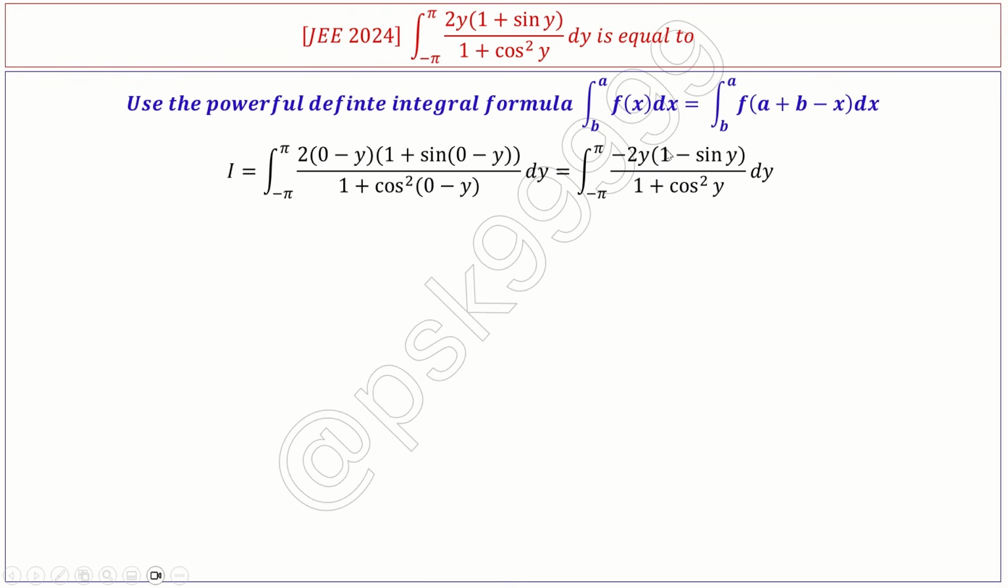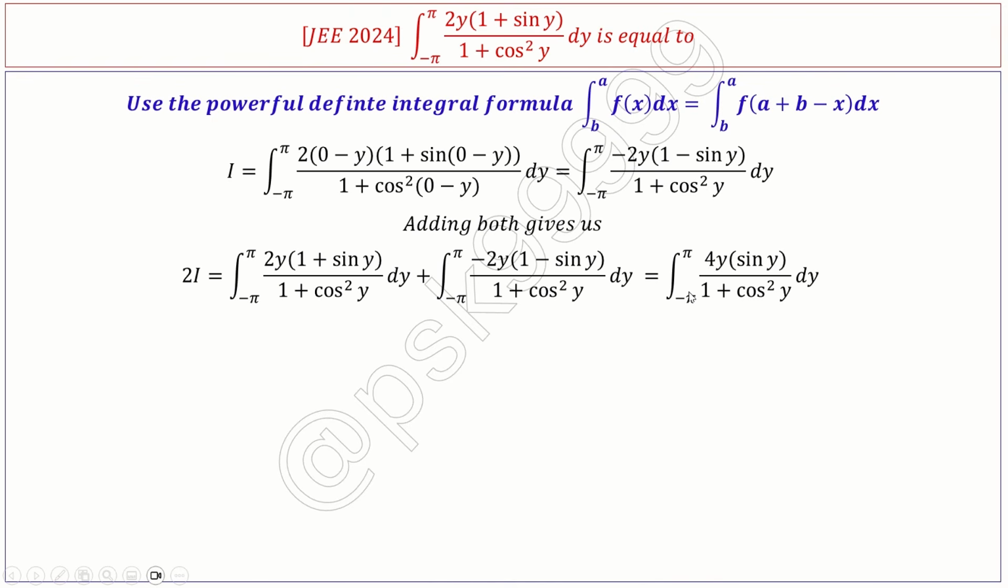Now if you multiply this and separate the fraction, basically partial fractions, you do it. Okay, and you add to the original one, right? So 2I, this is my first I, this is after changing, this is also I. If I add both of them, what I will get is 2y into 1 plus sine y divided by a denominator here, plus minus 2y into 1 minus sine y divided by the same denominator. Since denominators are same, I'm adding the numerators, which I will get 4y into sine y dy. Okay, this is the integration I need to solve now.